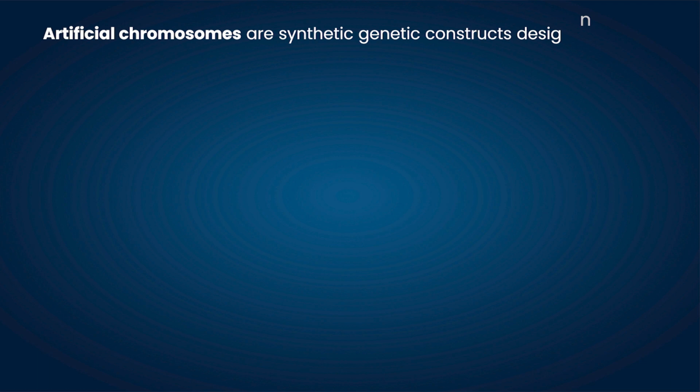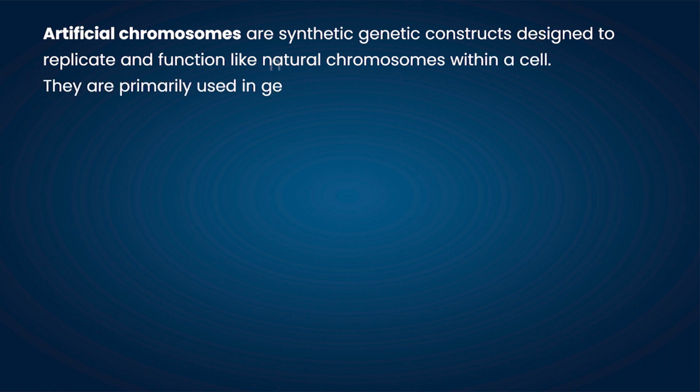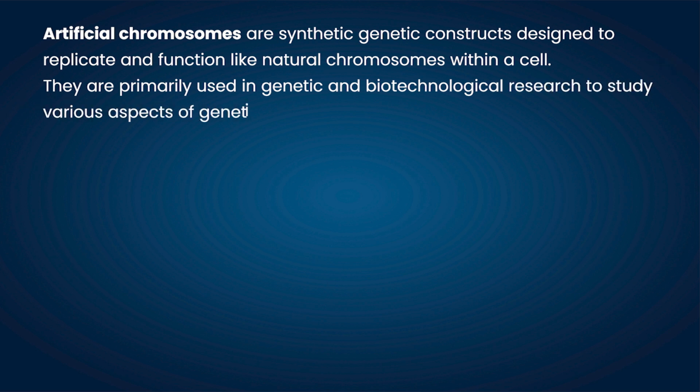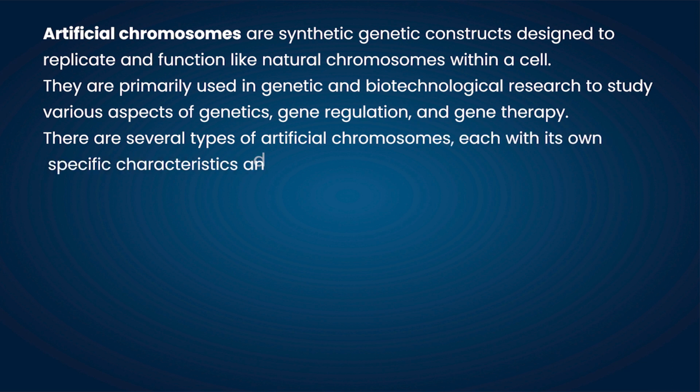about artificial chromosomes. So basically artificial chromosomes are synthetic genetic constructs designed to replicate and function like natural chromosomes within a cell. They are primarily used in genetic and biotechnology research to study various aspects of genetics, gene regulation, gene therapy and other therapeutic applications. There are several types of artificial chromosomes, each with its own specific characteristics and application.